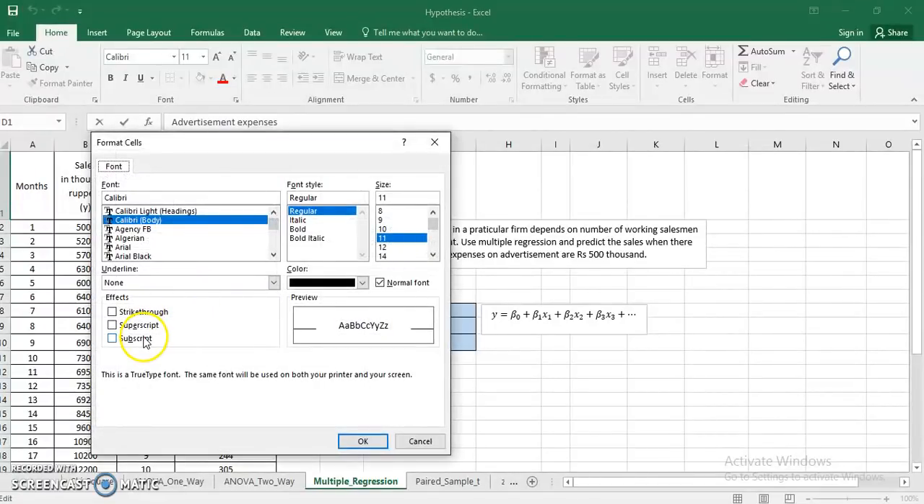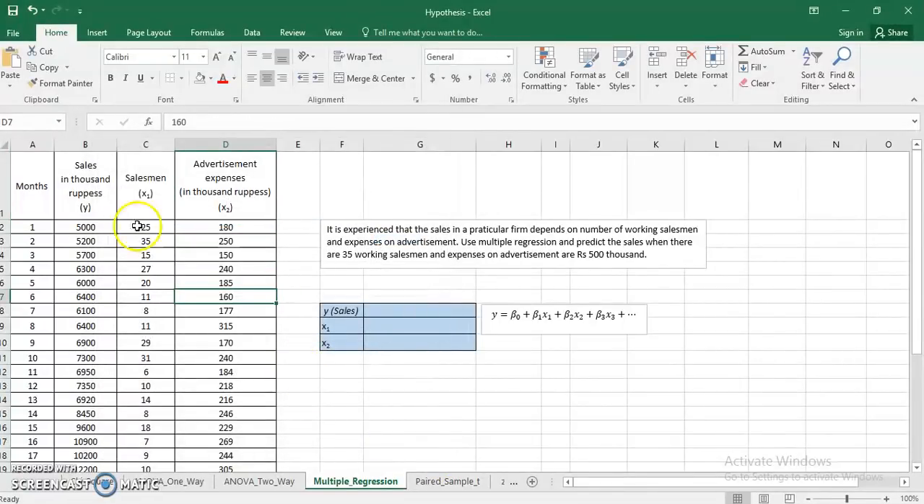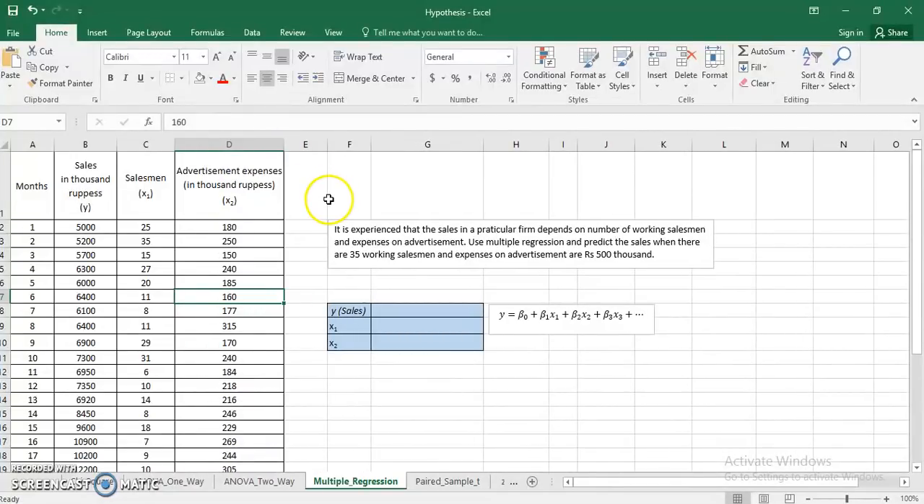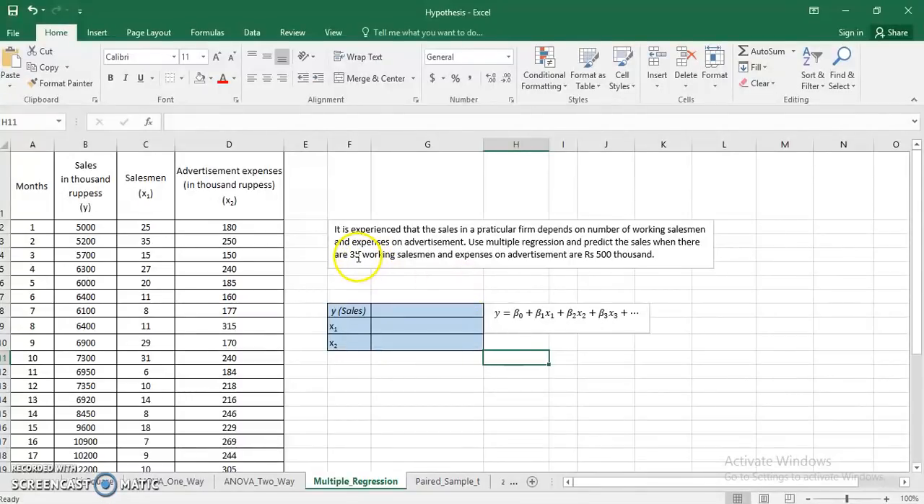So two independents and one dependent. This dependent is represented by y, while two independents are represented by x1 and x2. So logical relationship has already been established. Now my job is to develop a regression equation so that I can make a rough calculation of how much my sales is going to be if there are 35 working salesmen and the expenses on advertisement is 500,000 rupees.